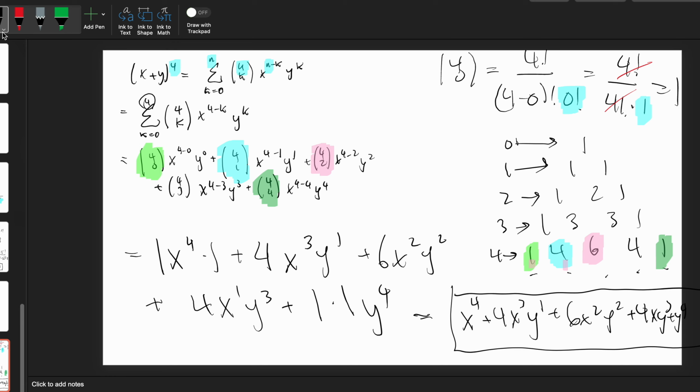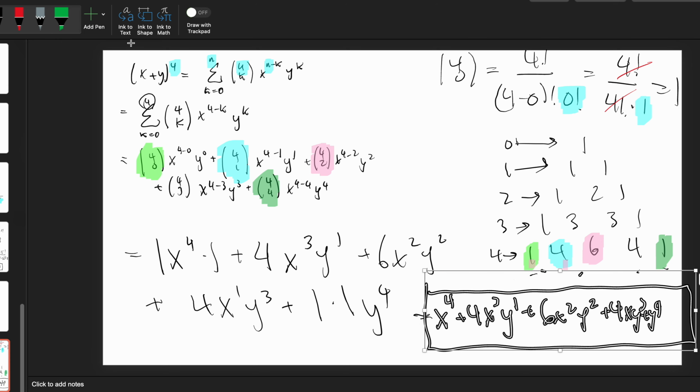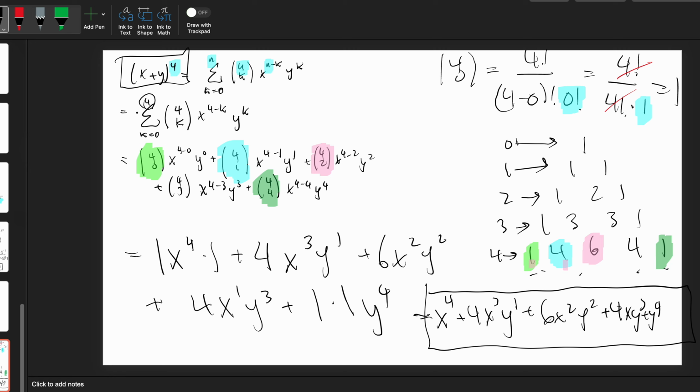Okay. And that's easier, in my opinion. That's way easier than multiplying out (x plus y) times (x plus y) times (x plus y). Because remember our original question, (x plus y) to the 4th just means (x plus y) times (x plus y) times (x plus y) times (x plus y). If I were to do that myself, I would probably make a mistake. But with the use of the binomial theorem, I can make my life a lot easier.